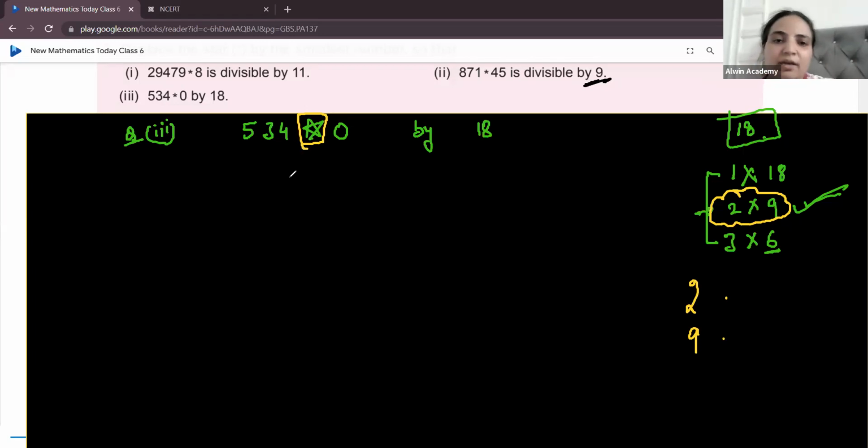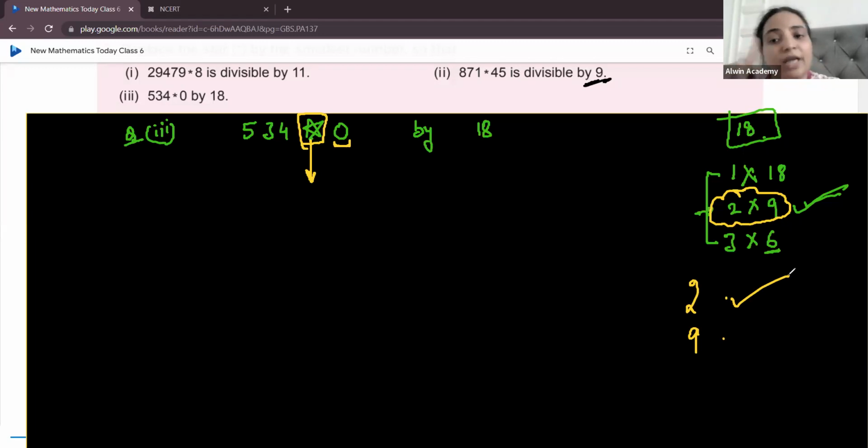So tell me one thing, beta. The divisibility of 2 was that the last digit should be 0, 2, 4, 6, 8, which is already there. That means whatever number you put in the star, be it anything from 0 to 9, you cannot put a number more than 9, because that star represents only a single digit. So you cannot write 10, 11, 12 there. From 0 to 9, any number can be written there, because the last digit is already 0, so it is already divisible by 2. So the star can have any value from 0 to 9. Is this clear or not?